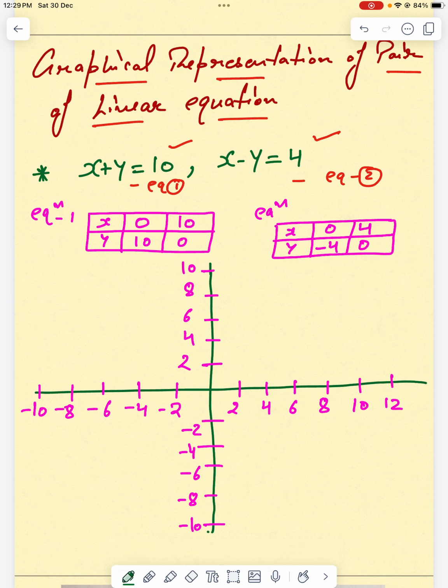So let's take the first coordinate, that is x taken as 0 and y is 10. So this is our first coordinate, right? So now what is the second coordinate? Take x equals 10, that is at this point, and y equals 0. So this is our second coordinate. So just draw it freehand. It will go like this.